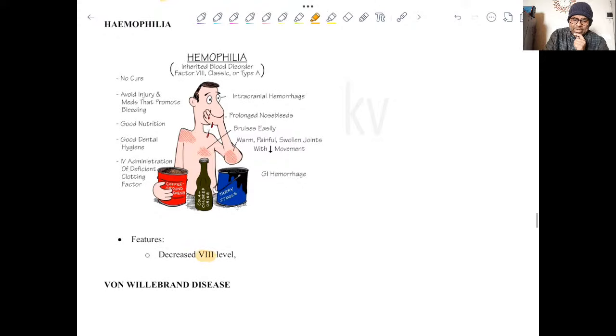Hemophilia, factor 8 levels, affects males. The patient will come with swelling in the knee joint especially. And when I say male, I think most of you can answer that it is XLR inheritance.